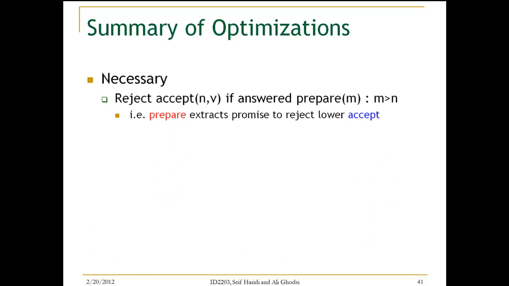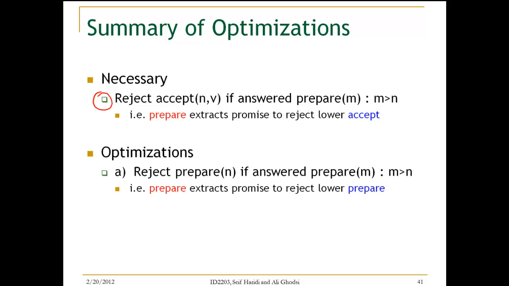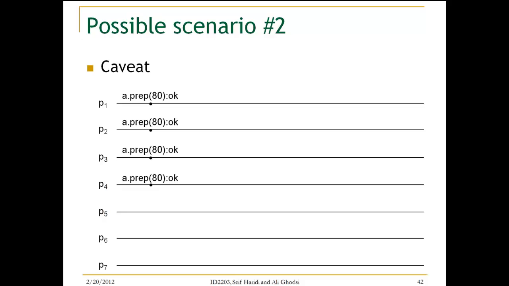So until now we know our necessary condition, and we can also add an optimization which says: reject prepare N if you already answered a prepare M with a higher proposal number M than N, because we remember that a prepare extracts a promise to reject lower prepares. Now look at the following scenario.